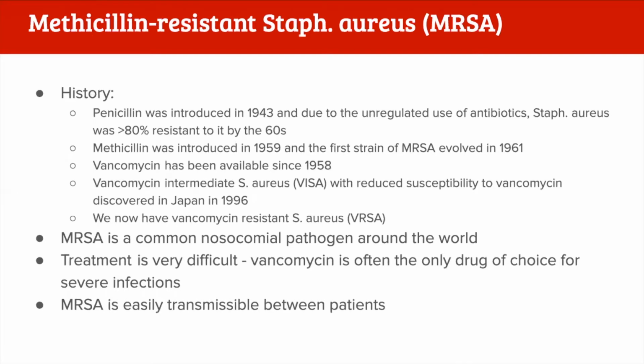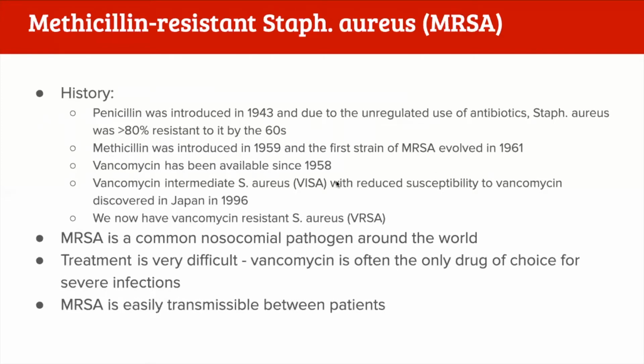So focusing a bit more on MRSA, a bit of history. Penicillin was introduced in 1943, and due to the unregulated use of antibiotics, Staph aureus was over 80% resistant to penicillin by the 60s. In 1959, methicillin was introduced, and then in 1961, we saw the first strain of MRSA evolved.